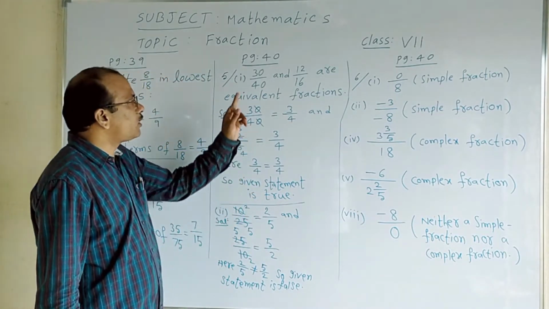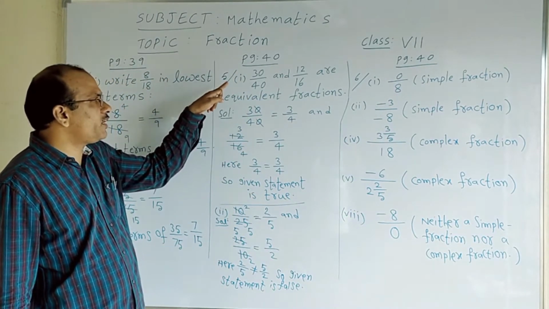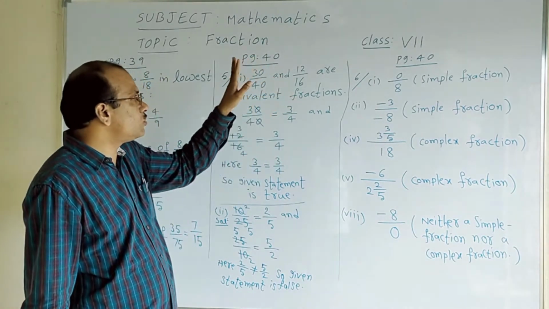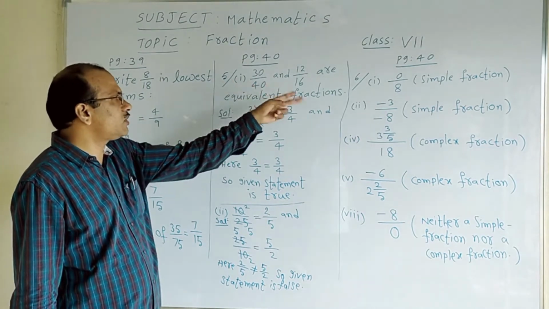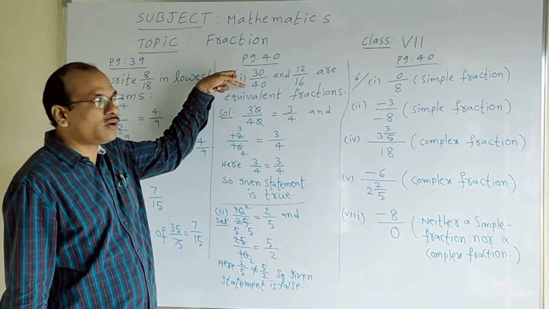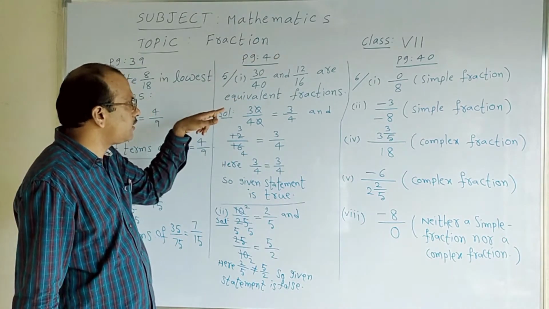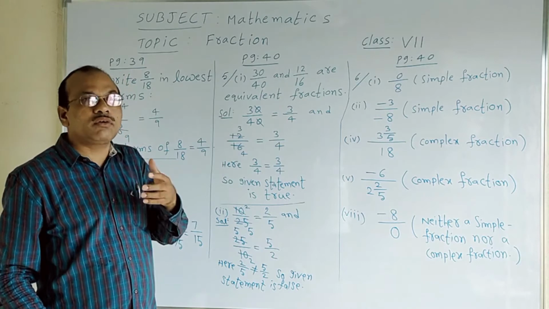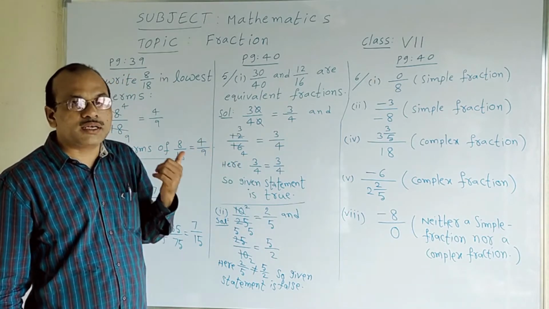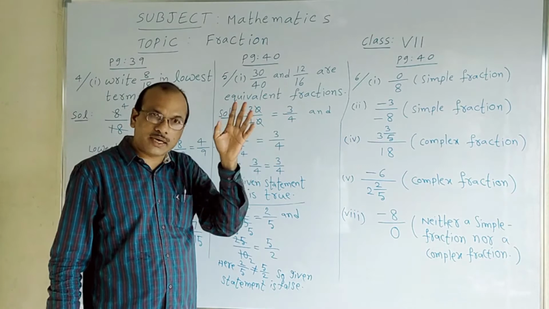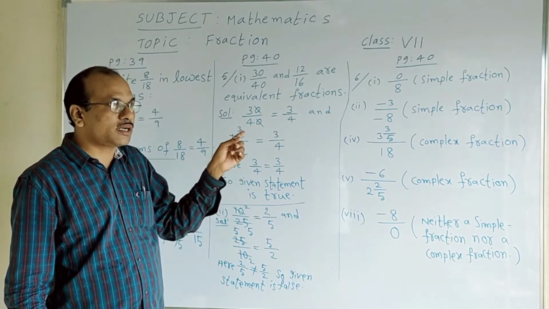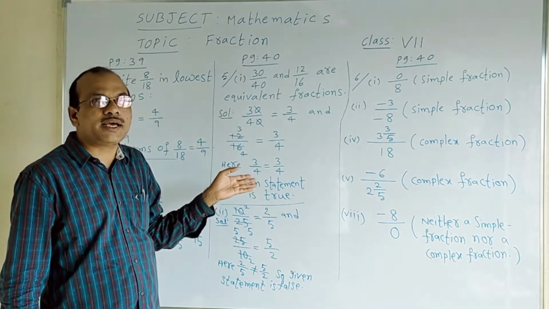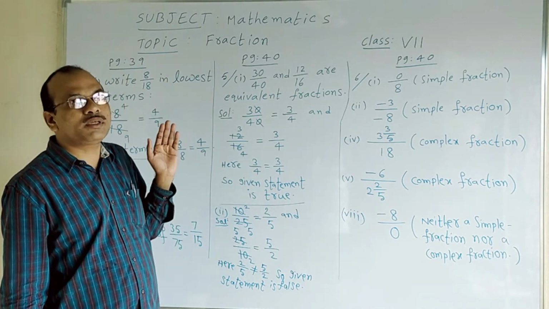Now coming to page 40, question 5, first one. They have asked us to write true or false. In those true or false, they have given the first question: 30 by 40 and 12 by 16 are equivalent fractions. That means both the fractions which are given are equal fractions, they are saying. Whether the saying is correct or not, we have to say. If it is correct, we will accept it as true. If the saying is wrong, we will say it as false. That is the meaning of the given question.